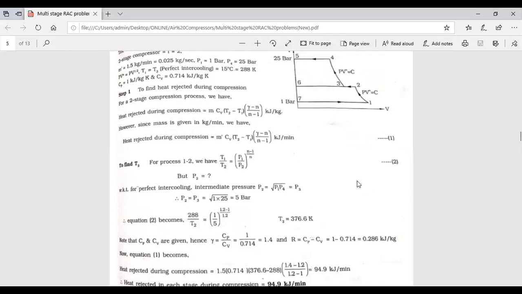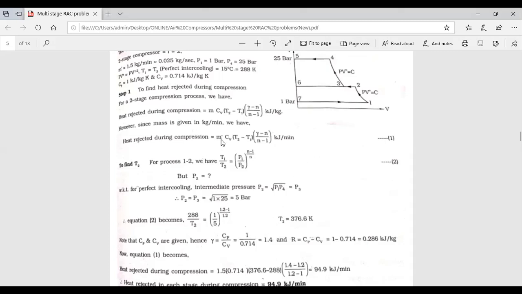Okay. And next step, Cp and Cv values are given. And what is the value of gamma? Gamma is usually 1.4, or you can calculate Cp by Cv. Cp and Cv given, you'll get 1.4 only. Otherwise, you take directly 1.4. And R is Cp minus Cv. These two formulas you remember: R is Cp minus Cv and gamma is Cp by Cv. Why you need these values means we have to substitute them in the heat rejected.